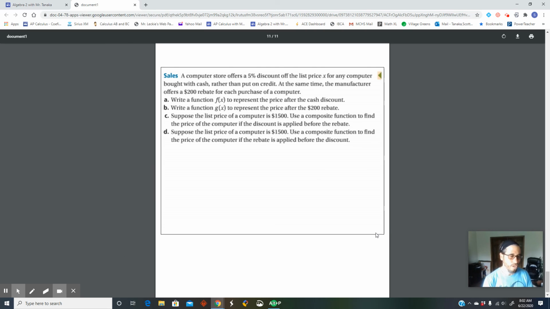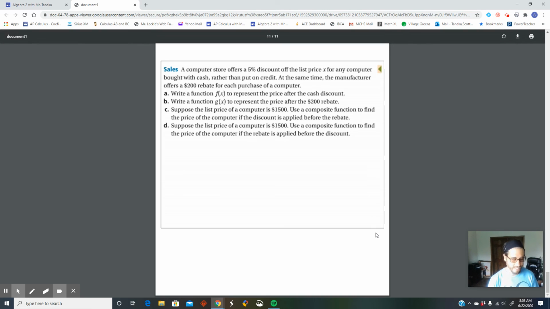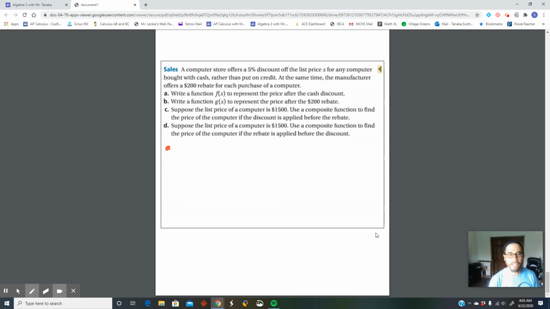$1,500 computer. Which one is going to give me the better deal, class? All right, and this one asked me to do a lot of things. It's asking us really to do the same things that I was just asking you guys to do with those previous problems. Okay? All right, so here we go. It says write a function to represent the price after the discount.